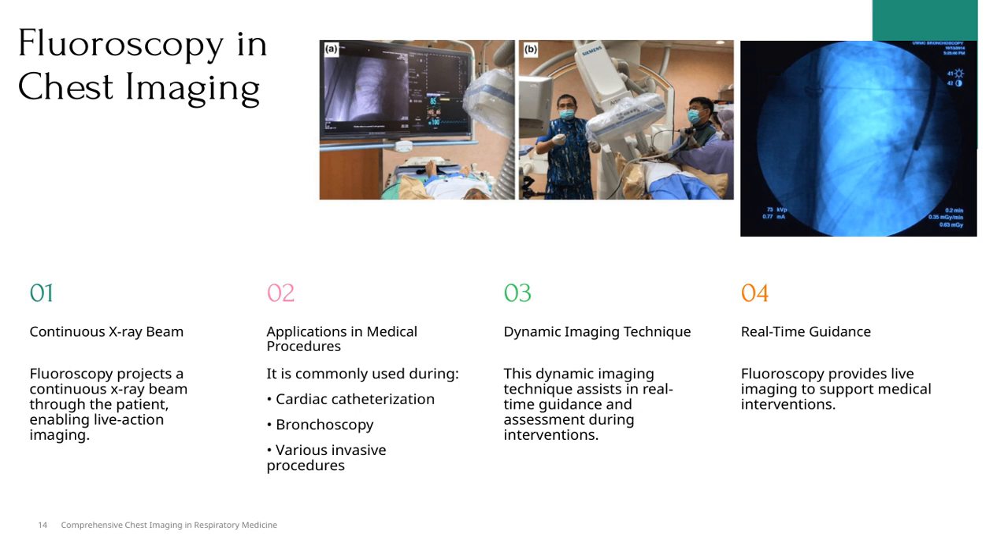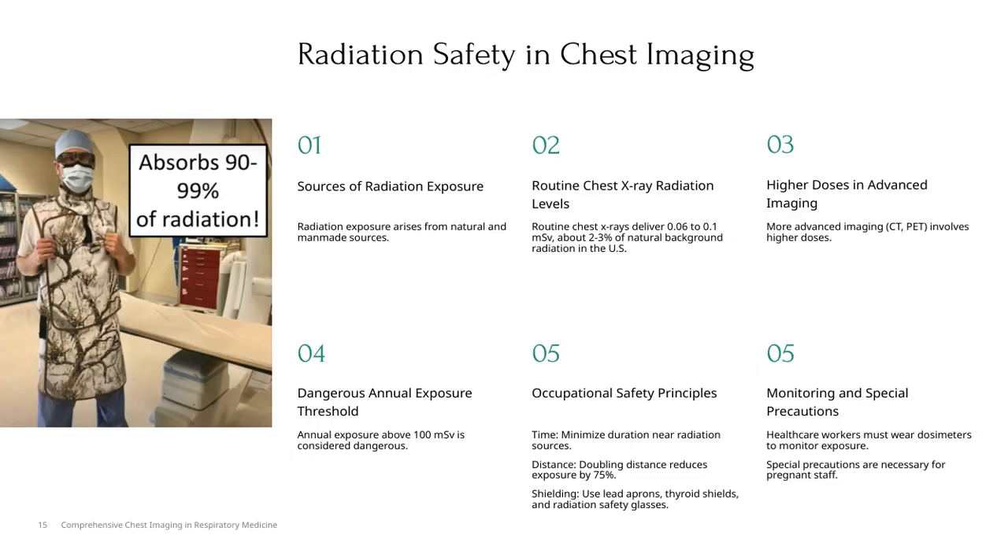So, in the context of respiratory medicine, fluoroscopy is an essential tool that bridges imaging and intervention, making complex procedures safer and more effective. Now, let's talk about some important safety measures in respiratory medicine, particularly related to chest imaging. Healthcare workers must wear dosimeters to monitor their exposure to radiation. This helps ensure that their exposure stays within safe limits. For pregnant staff, special precautions are essential to protect both the mother and the fetus from unnecessary radiation exposure.